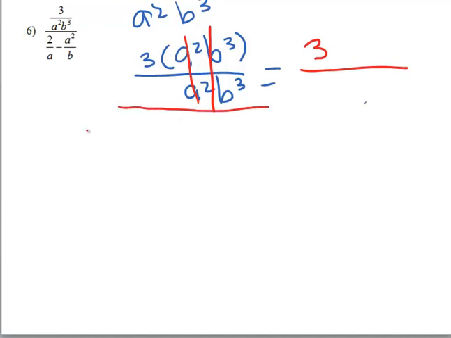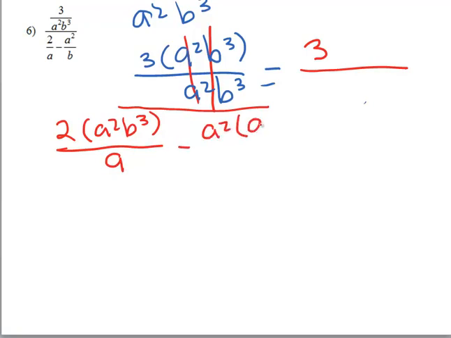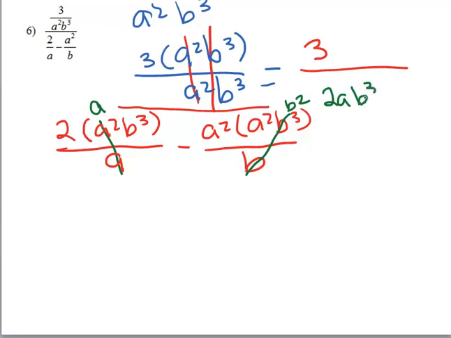And in the denominator, I'll have 2 times a squared b to the third over a minus a squared times a squared b to the third over b. Now I'm going to do some canceling. That cancels because all of this is multiplication, so I can do that. It's a legal move. And I'm going to leave behind an a. And over here, one of these will cancel. And I'll have b to the second. So what I end up with here is 2a b to the third minus a squared, a to the fourth, b to the second.